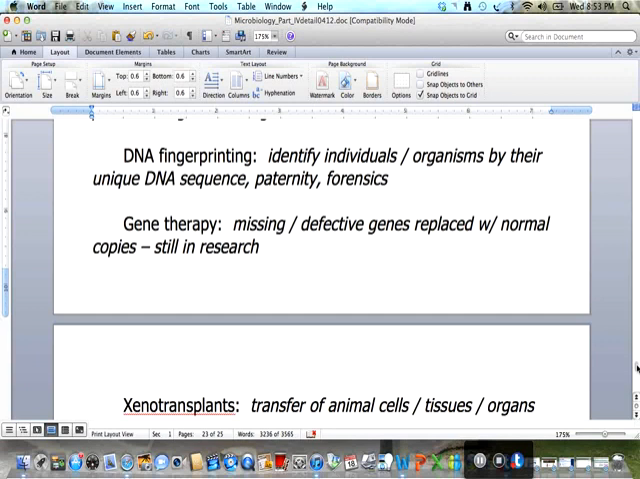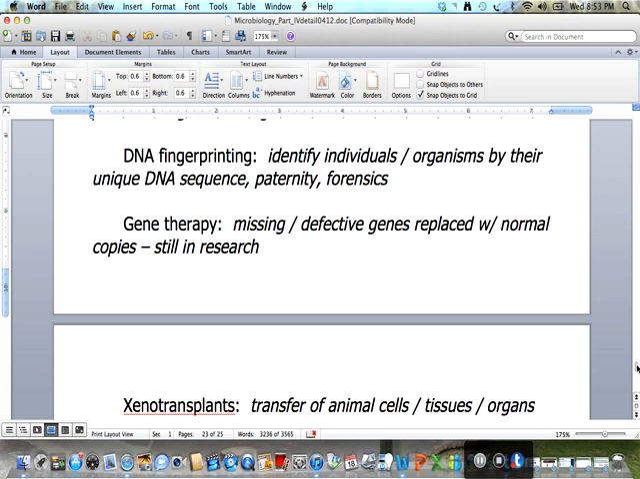DNA fingerprinting is used to identify individuals or organisms by their unique DNA sequence. This is widely used for paternity testing and in forensics. Some techniques are still being researched, such as gene therapy to replace missing or defective genes with normal copies.